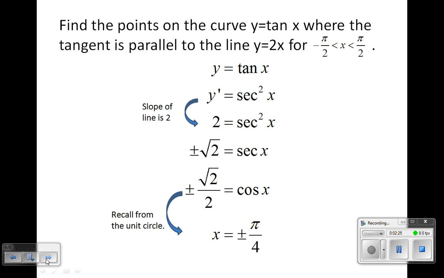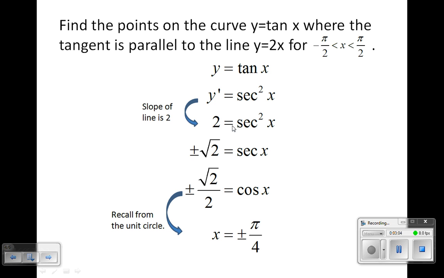So here's one that sounds kind of a familiar setup. Find the points on the curve y equals tan x where the tangent is parallel to the line y equals 2x. Okay, if we want it to be parallel to y equals 2x, that's just a line, its slope is 2. So we want to find the points on this curve that have a slope of 2. The slope of this curve is given by the derivative of it. So take the derivative of tangent, that's secant squared, and then set it equal to 2 if we want it to be parallel to this other line.